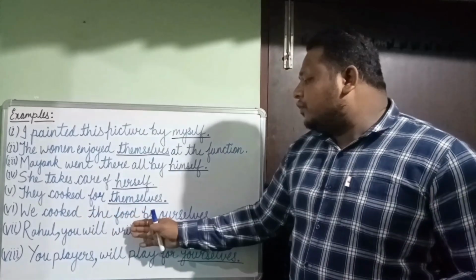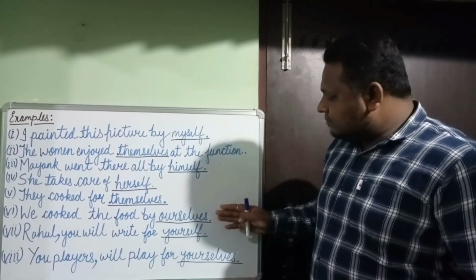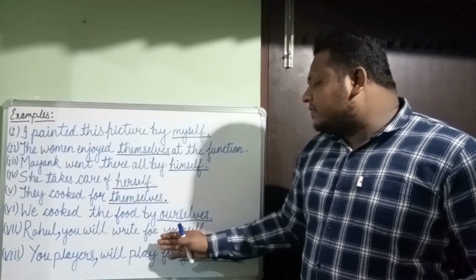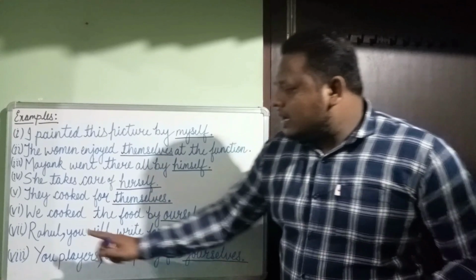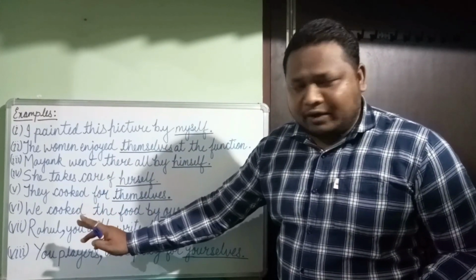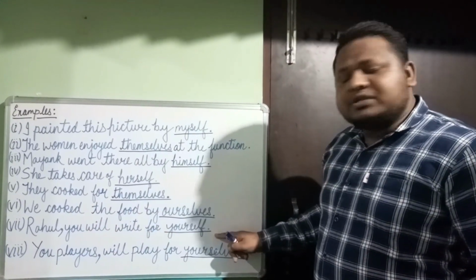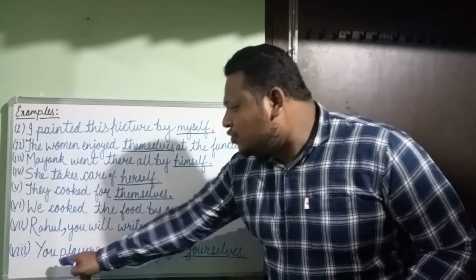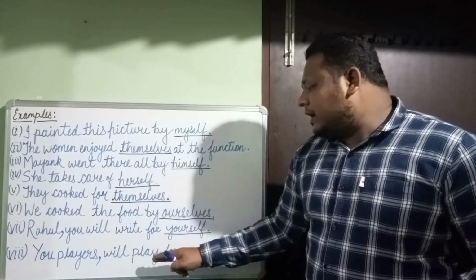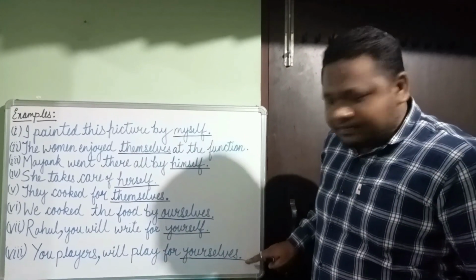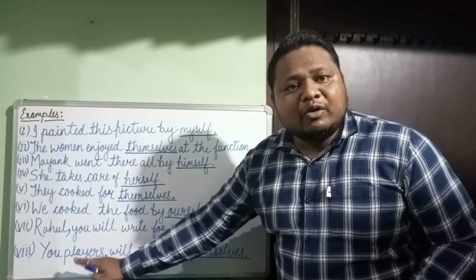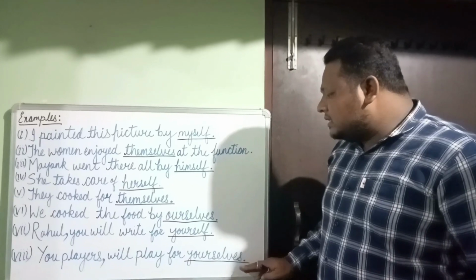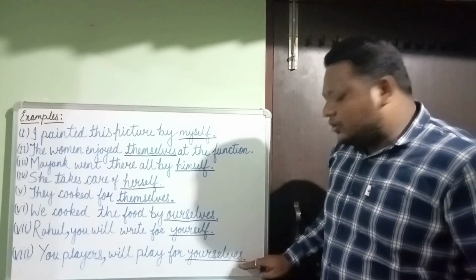We cooked the food by ourselves. Ourselves. Rahul, you will write for yourself. Here, Rahul is a singular noun. That's why we have used yourself. Now, number 8. You players will play for yourselves. Here, we are talking about plural you, players. So, we have used the reflexive pronoun yourselves.